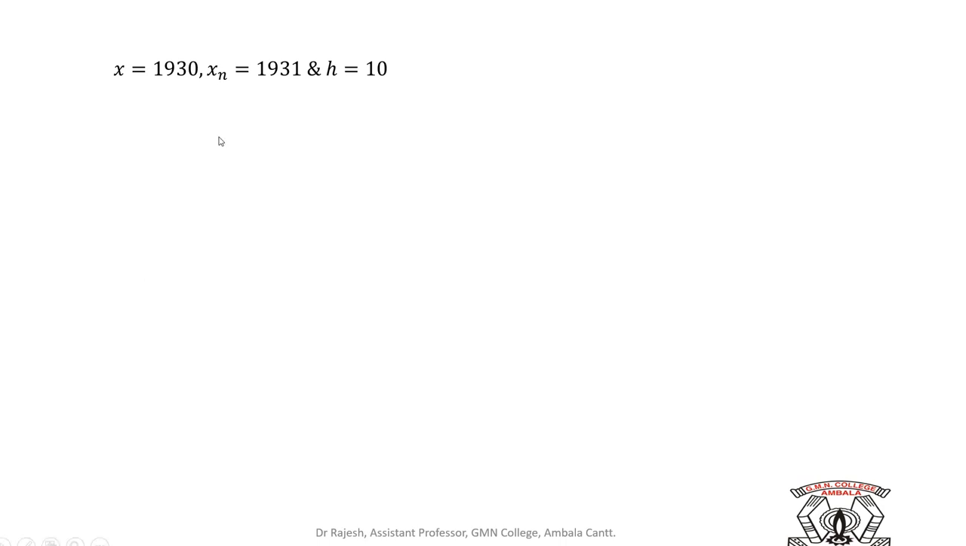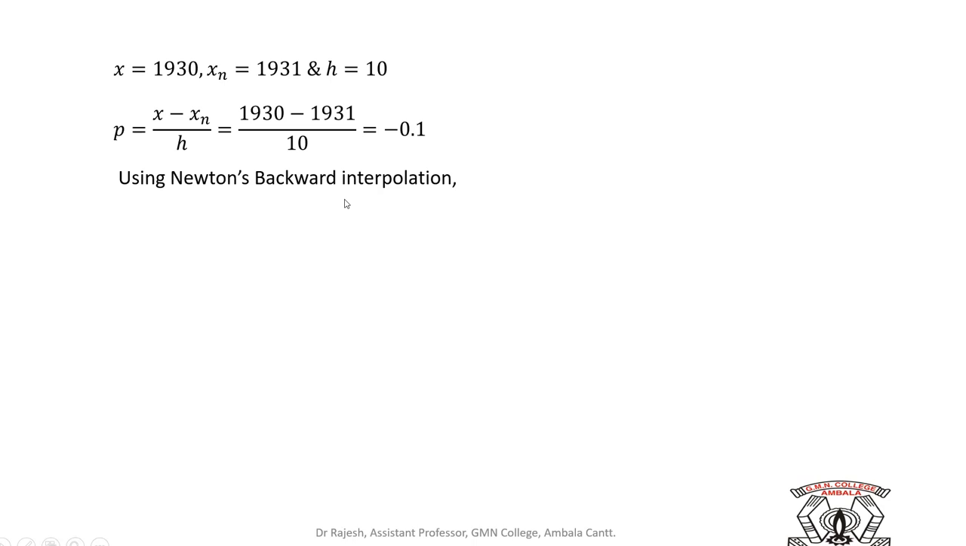So now 1930. The end of the table is 1931. h is 10. p, you know, is x minus xn, the last one, 1931. So this will be minus 0.1. Now using Newton's backward interpolation formula, what will we get? You know by this formula you have this thing, and you can generalize up to whatever order you need. You need it up to fourth order. Third order you will write p plus 1, p plus 2 by 3 factorial del cube yn. Fourth order: p plus 1, p plus 2, p plus 3 divided by 4 factorial del 4 yn.